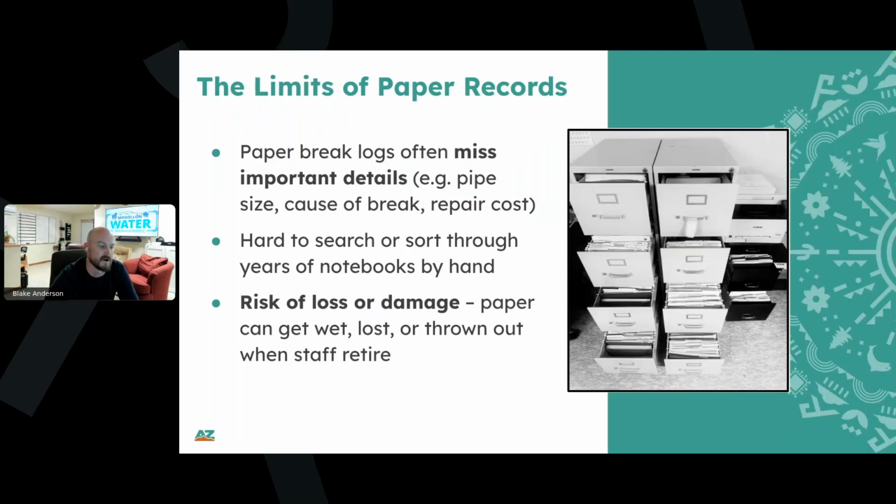But this is what your paper logs end up looking like at some point. You end up with these file cabinets full of this information that we know is really valuable and was important enough to write down at some point and save, but it's not easy to process and analyze. And so while these paper logs are better than nothing, they miss a lot of the details. For example, a note might not list what kind of pipe was broken. Was it 6-inch PVC or 2-inch galvanized? What caused it, or how much that repair may have cost you? Does it log your inventory time, your labor costs, your equipment costs? Is it being used to update your maps?